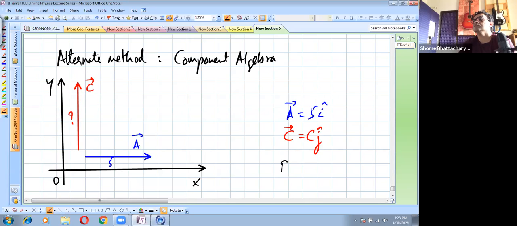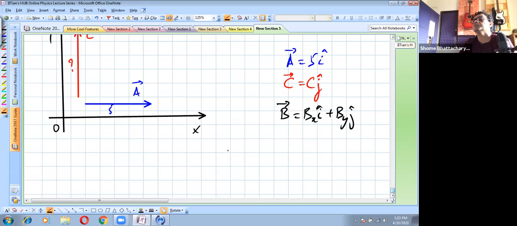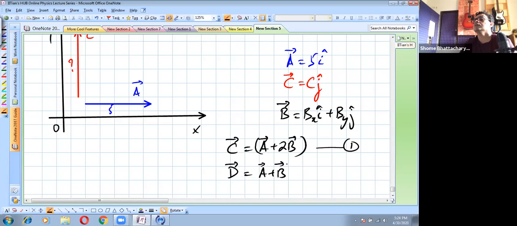We'll just write vector B as bx i cap plus by j cap. And now we have other information that C is equal to A plus 2B. So write this down and this will give you some things. Okay. And we have the vector D is equal to A plus B. Okay. And the magnitude of vector D is 5. So write this down in terms of components.